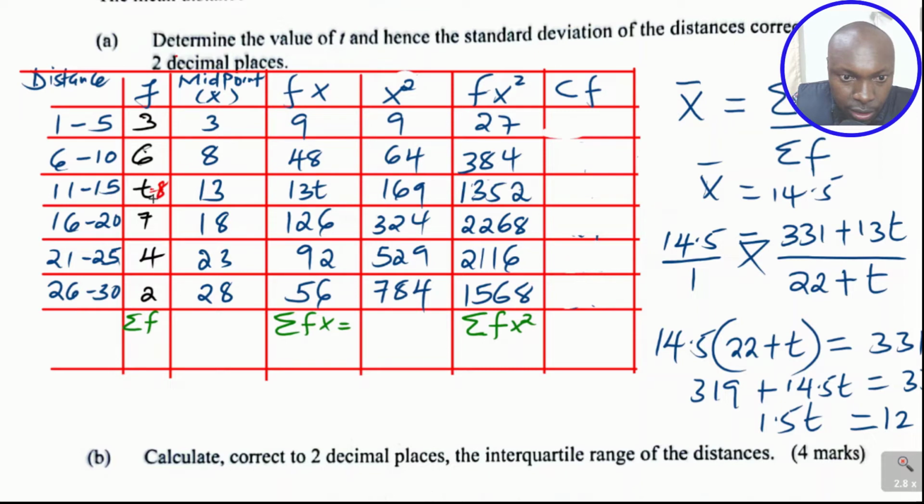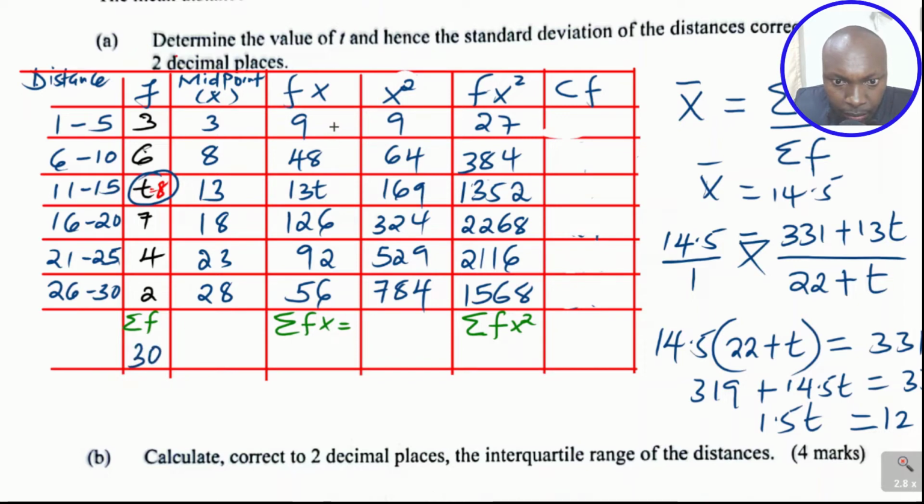Then t, I have indicated there, t is equal to 8. That one will also help us to get the summation. So when you get the total frequency now, 3 plus 6 plus t, which is 8, plus 7 plus 4 plus 2, you notice that one will give 30.